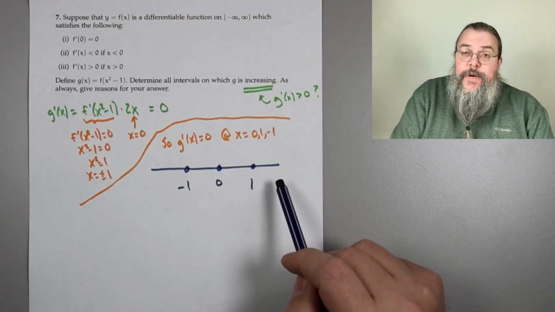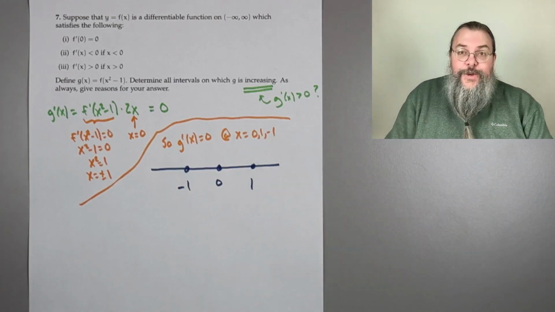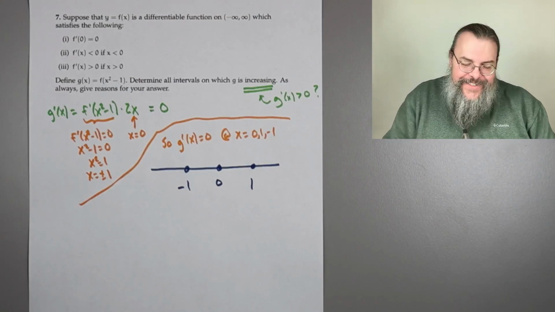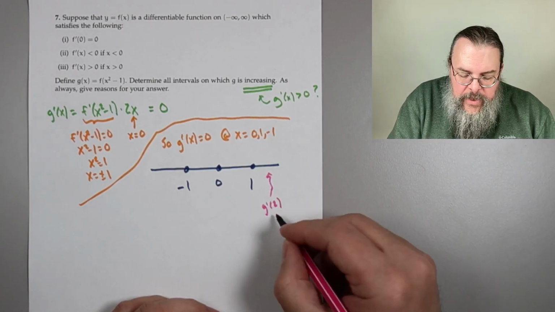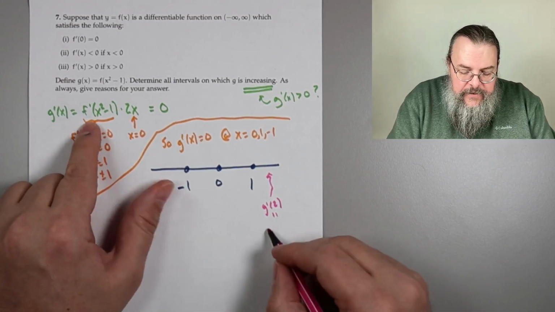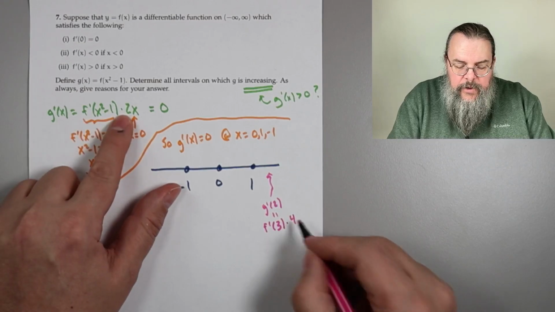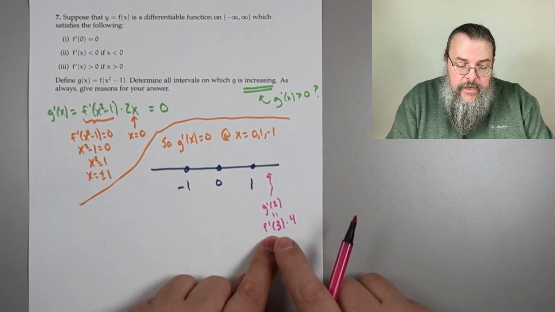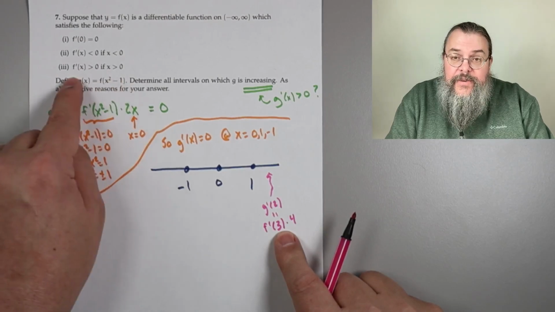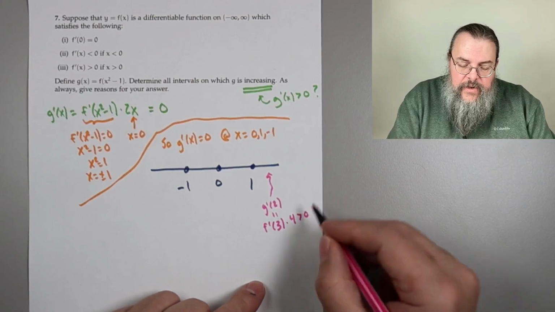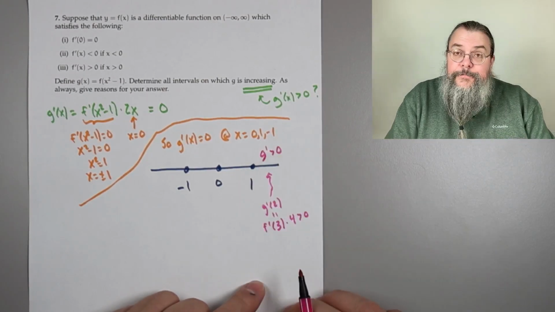So pick a number bigger than 1. It's 2. Yes, 2 is bigger than 1. Thank you, Steve. Okay, so what is g prime of 2? According to this, that would be f prime of 3 times 4. What do we know about f prime of 3? We know f prime of 3 is positive because the input's positive. So this is greater than 0. So g prime here is greater than 0.